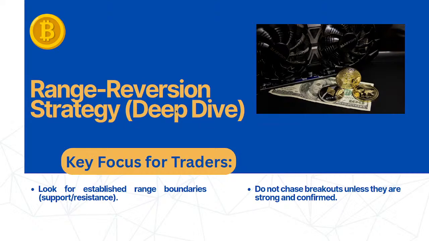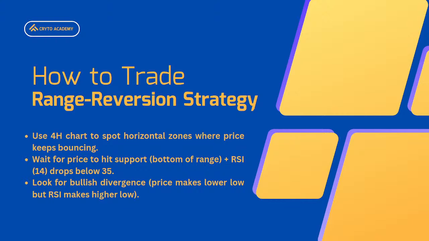All right, so let's go much deeper into how to trade the mean reversion strategy. You need to understand how to actually trade it. You need to use the 4-hour chart to spot horizontal zones where price keeps bouncing. Remember I said I'll cover the 4-hour, and in case you are short-term traders, I'll also cover how you can trade on a short term. That is a 15 minute time frame.